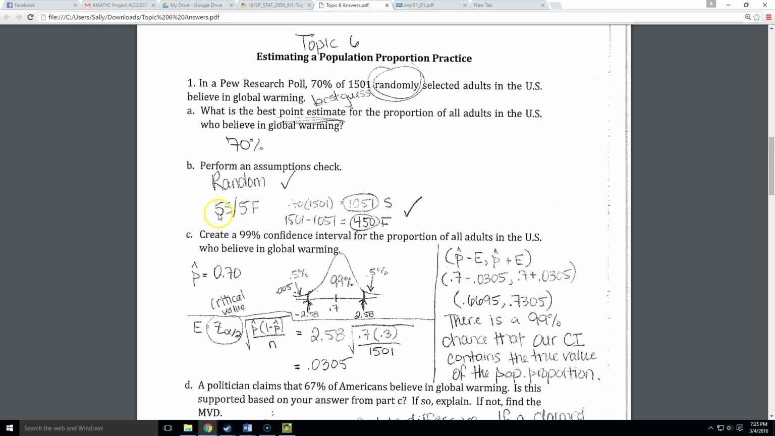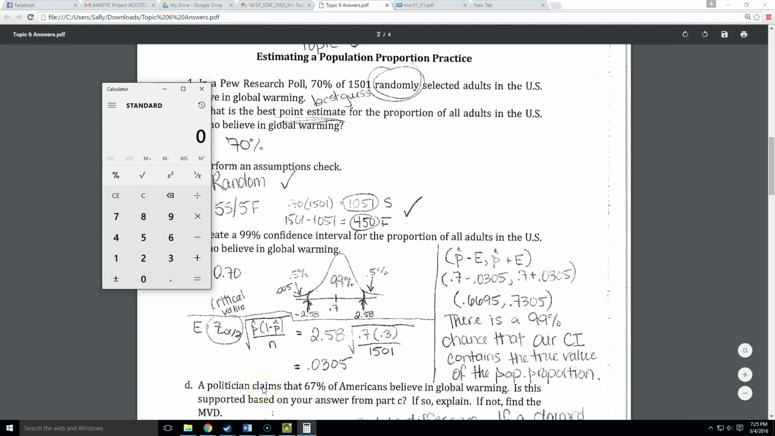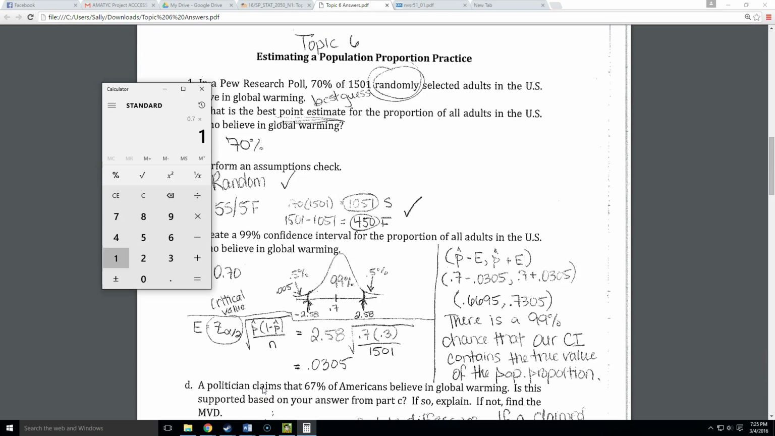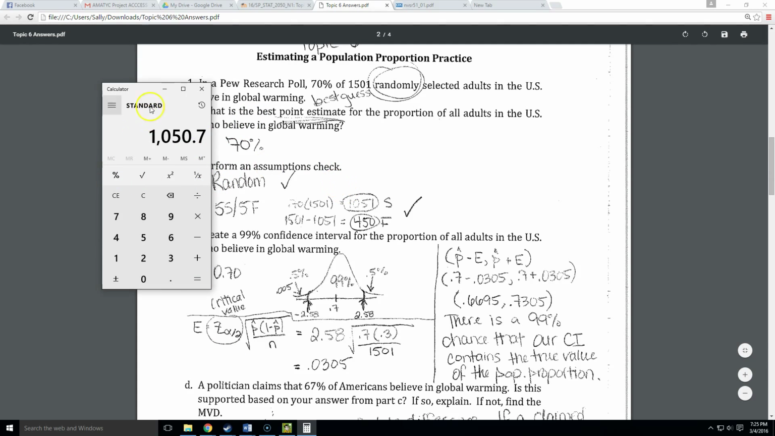Next, we need at least 5 successes and 5 failures. Well, if we want to know how many successes we have, which in this case, since we're focusing on believing in global warming, 70% of the 1501 believe in global warming. So if you were to perform this on a calculator, you actually end up getting 1050.7. Well, we're going to round this one up.